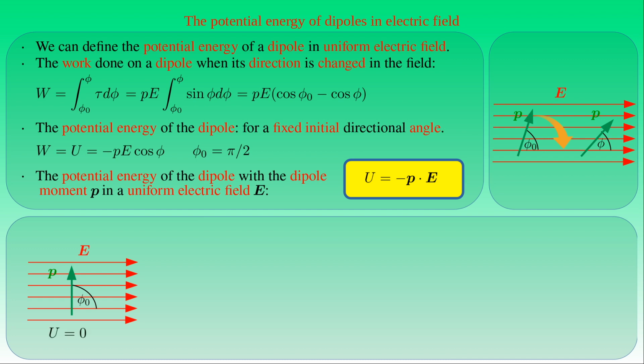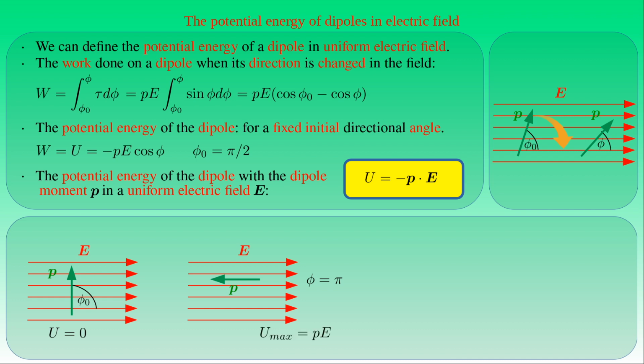If the dipole moment p and the electric field strength E point in opposite directions, that is, phi is equal to pi, the potential energy U of the dipole has the maximum value, which is p times E.